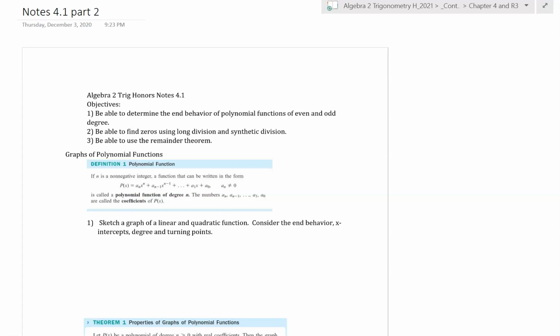Our objectives are to be able to determine the end behavior of polynomial functions of even and odd degree, be able to find zeros using long division and synthetic division, and be able to use the remainder theorem. So we already had a video on long division. We're going to start by talking about graphs of polynomial functions. So go ahead and pause the video and read the blue box and go ahead and learn about polynomial functions.